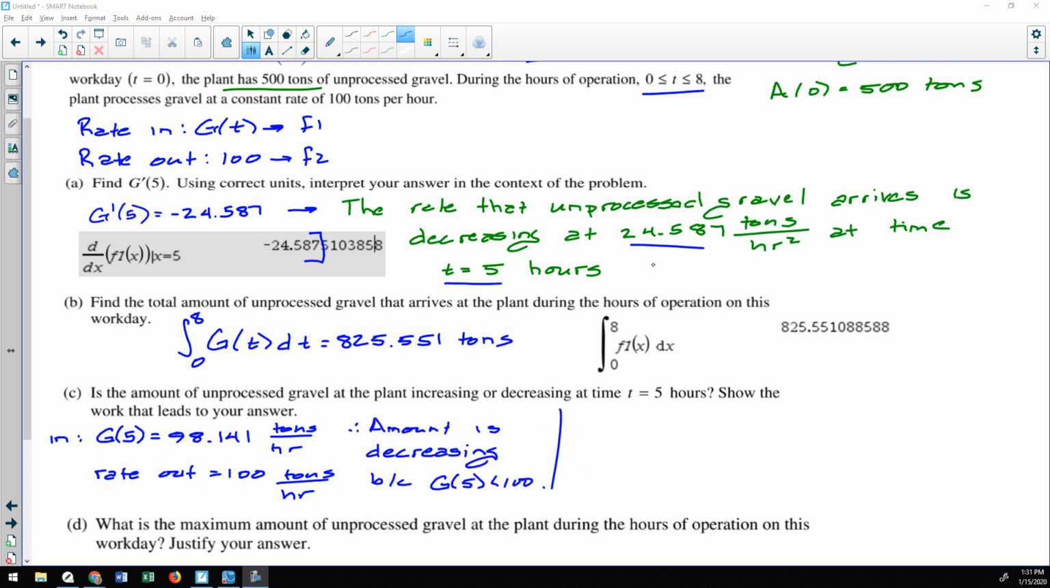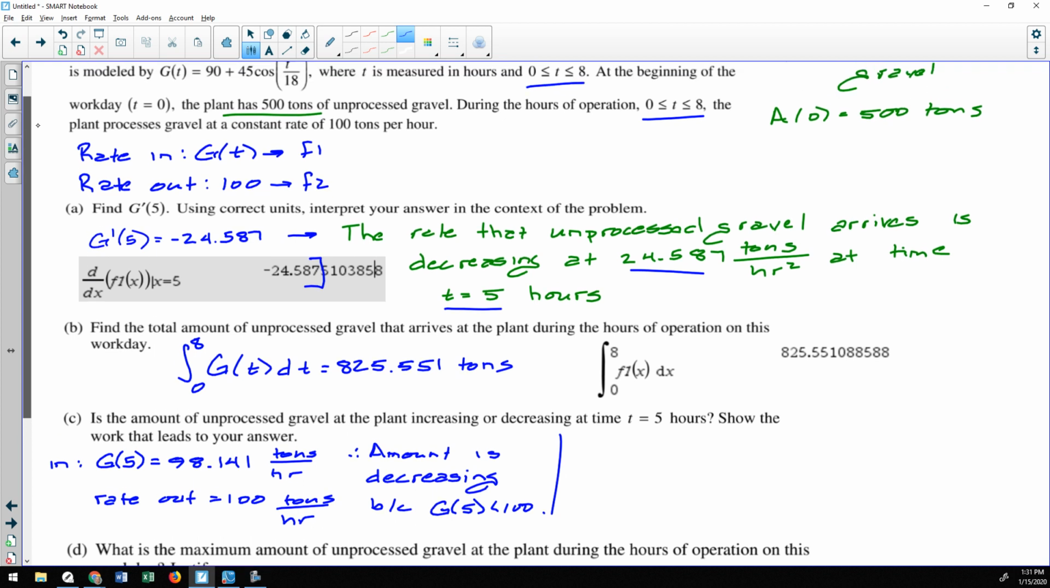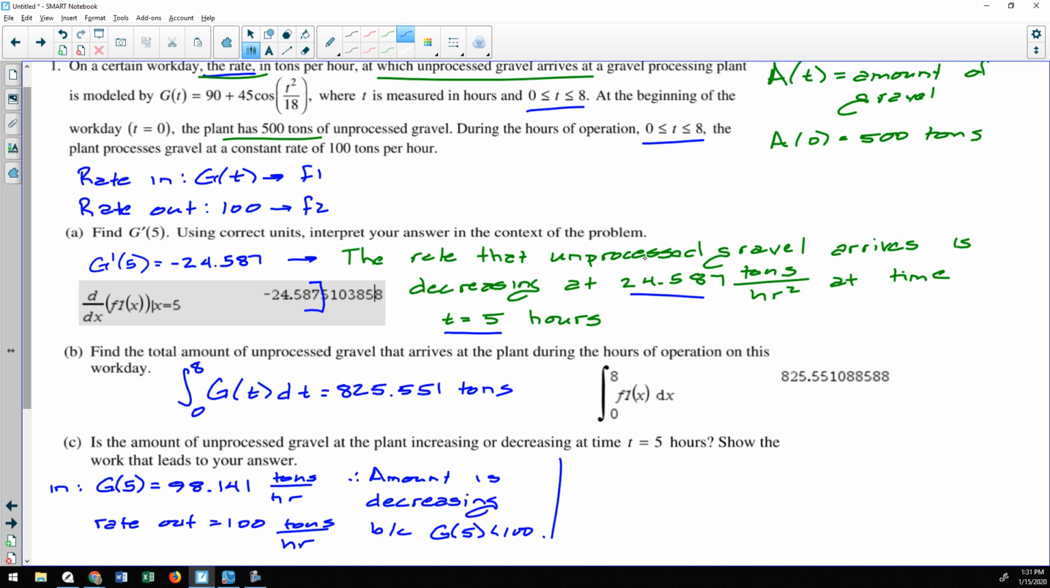And the other way to approach this would be to go back to what I defined to be the overall amount. A long time ago I defined A of t to be the overall amount of gravel, and they're asking us if the amount of gravel is increasing or decreasing. In other words, is A prime of 5, the derivative of the overall amount, positive or negative? And so if we can figure out if A prime is positive or negative, that would also answer the question.